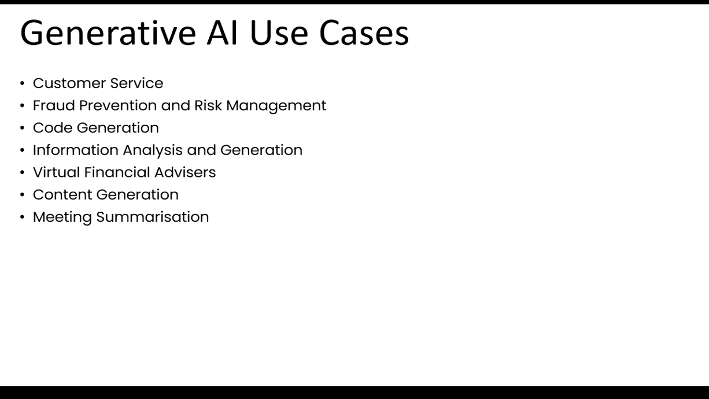So these are some of the generative AI use cases. We have customer service, fraud prevention, code generation, code summarization or text summarization, a chatbot or a financial advisor, content generation, new image generation, new video generation, new code generation, and meeting summarization. After the team's meeting is over, it can summarize the meeting. So these are some of the very useful use cases, though there are multiple such use cases. I have only put in a few.